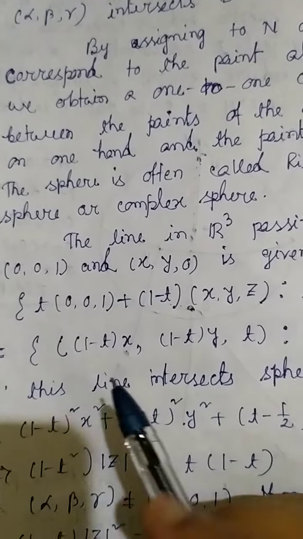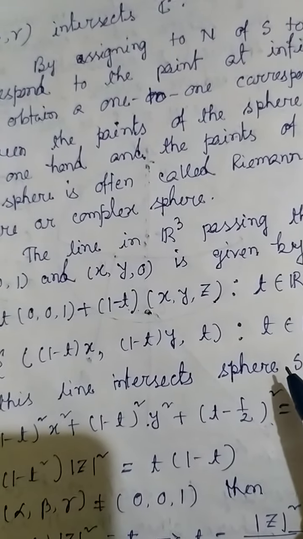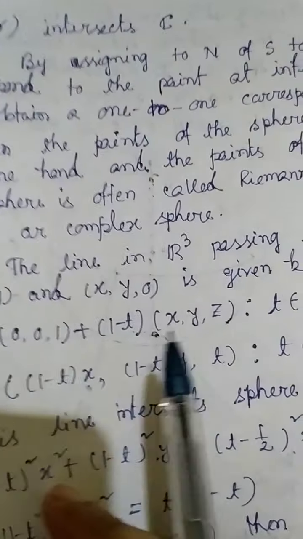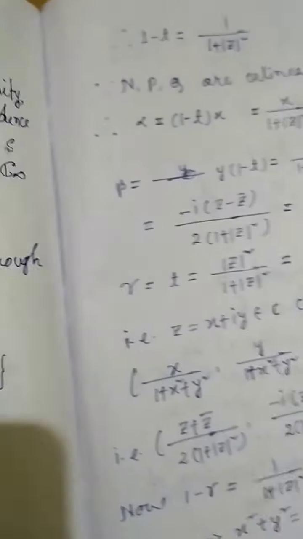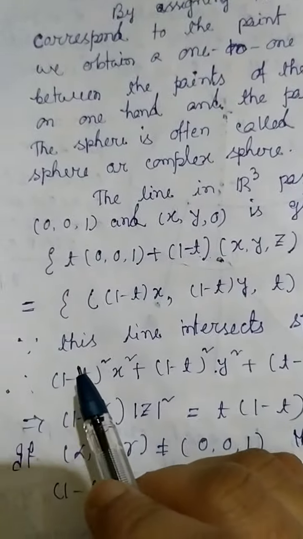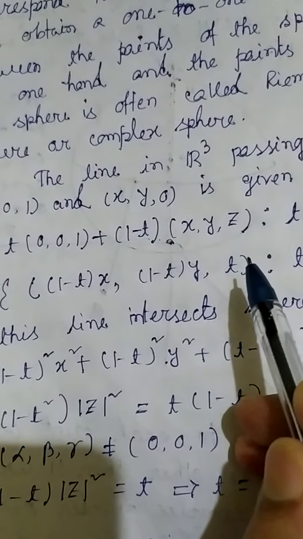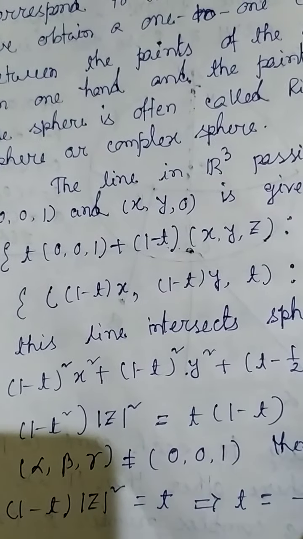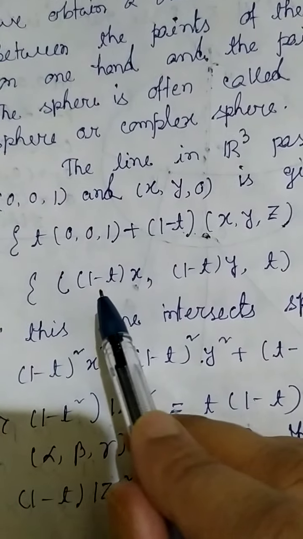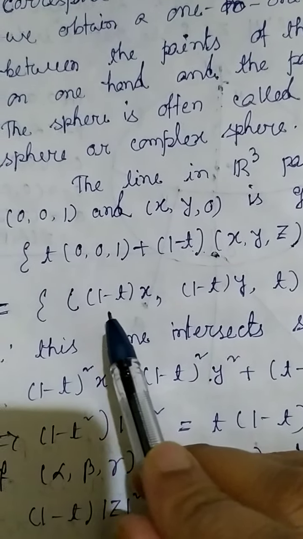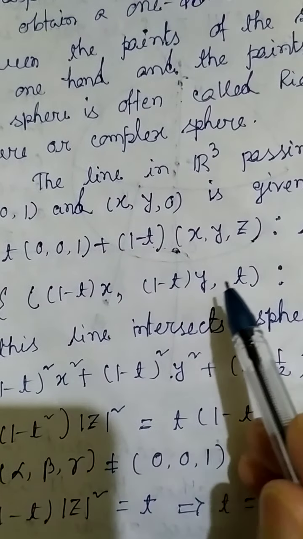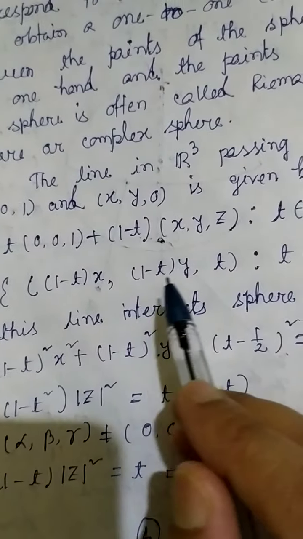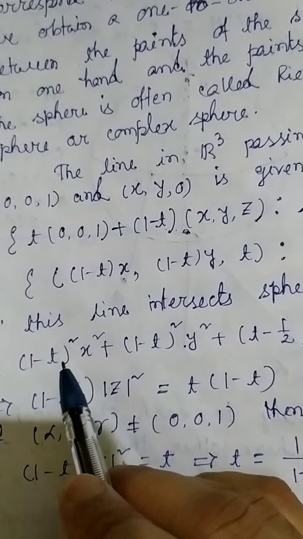Since this line intersects the sphere, it must satisfy the equation of the sphere. So there is a point on this sphere, and we are going to find out what that point is. This is the arbitrary point you consider, and since it satisfies the equation of the sphere, we use the equation of the sphere.